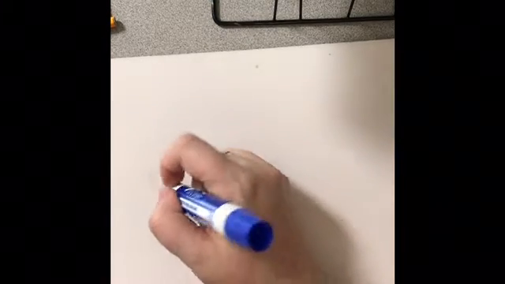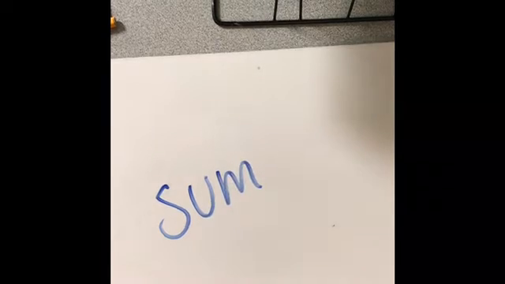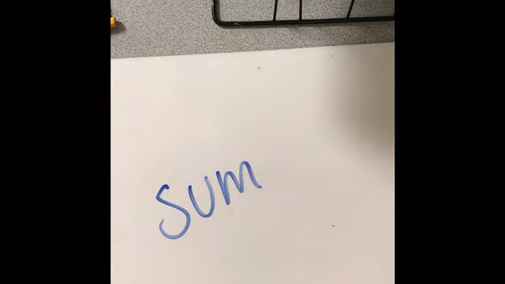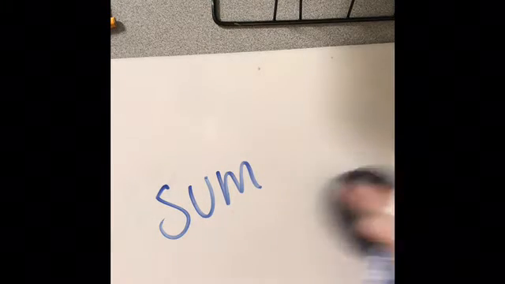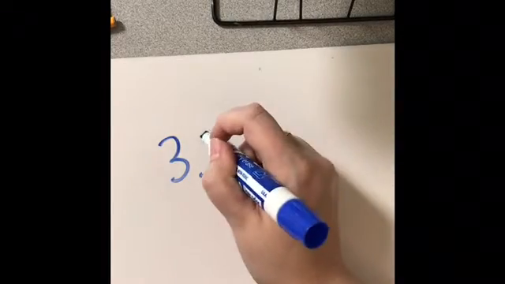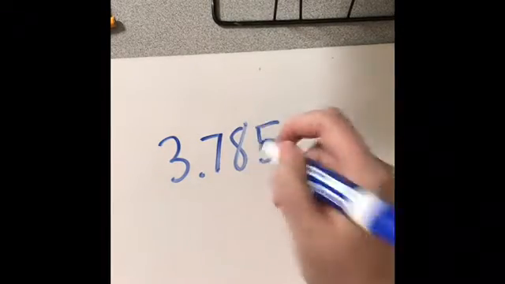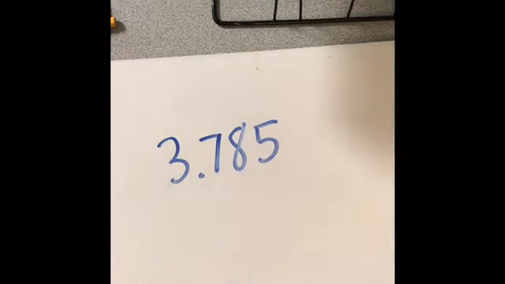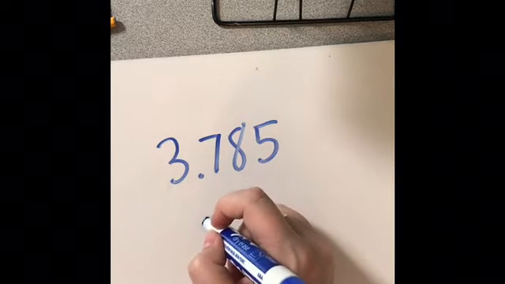Change your answers. Okay, so the first thing we have is to find the sum. Raise your hand, tell me, what is a sum? Yes, you are right. Think it in your head. Very good. A sum is the answer to an addition problem. So we have to add 3 and 785 thousandths, and we need to line up our decimals. That's the most important part, right? So when you do this, go ahead and put your decimal underneath.